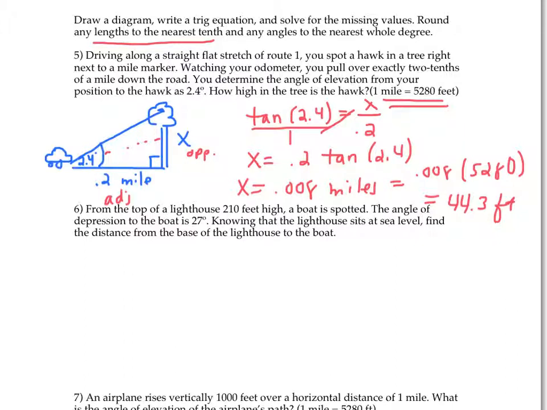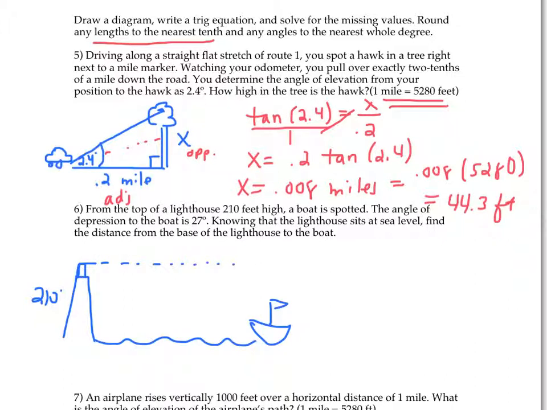Okay, in question number 6, it says, from the top of a lighthouse, 210 feet high, a boat is spotted. So if we just take a second and draw our lighthouse. Okay, and there's the ocean, and we've got this little boat. Okay, so the lighthouse is 210 feet high, and the person that is on the lighthouse first looks out to the horizon and then looks down to the boat. It says the angle of depression to the boat is 27 degrees.